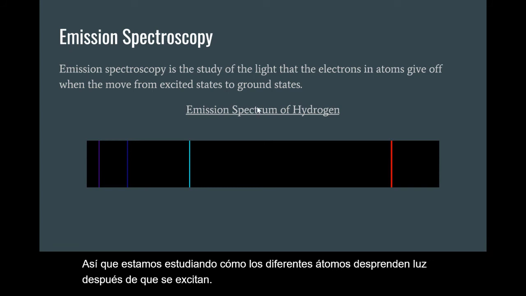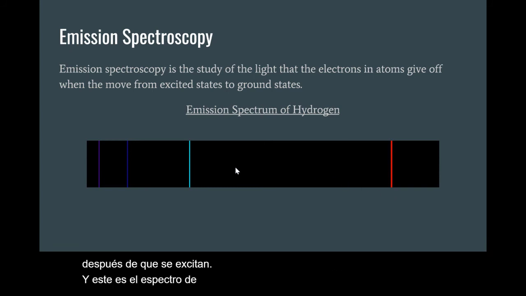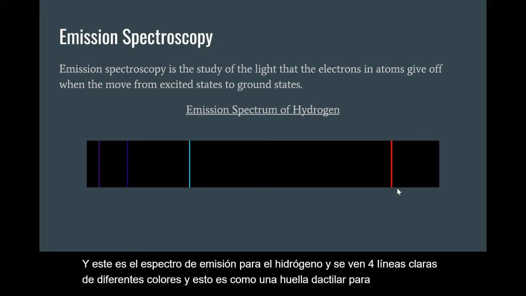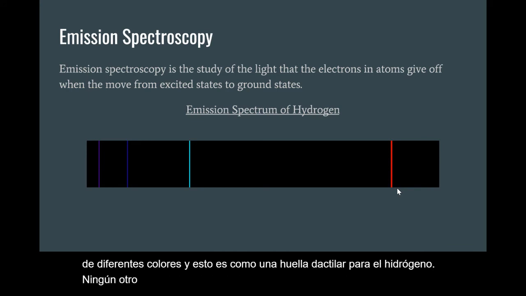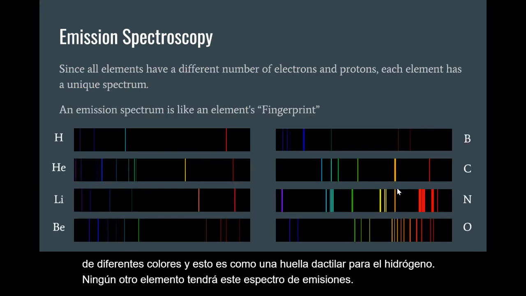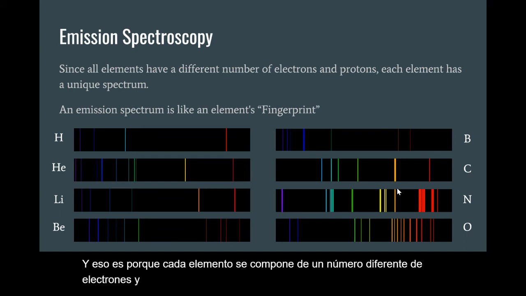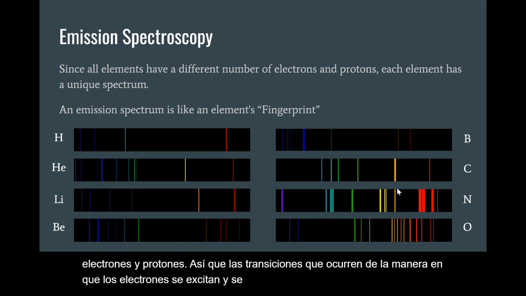And this is the emission spectrum for hydrogen. And you see four clear, different colored lines. And this is like a fingerprint for hydrogen. No other element will have this emission spectrum. And that's because every element is made up of a different number of electrons and protons. So the transitions that happen, the way that the electrons get excited and relax, is different for every single element.